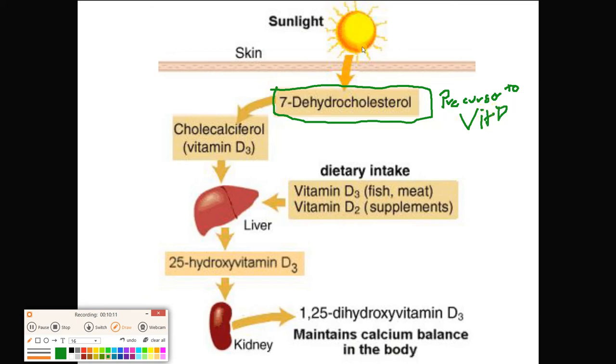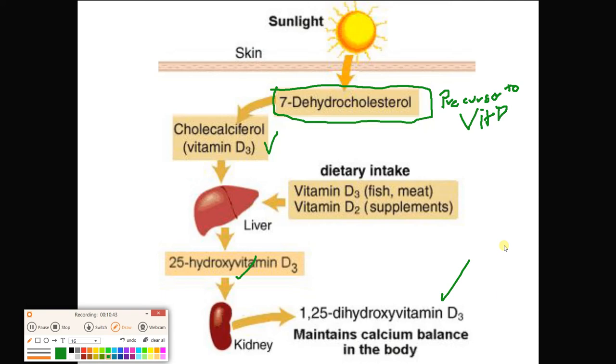And what happens is the UV radiation from sunlight hits that precursor and starts this reaction. It turns that precursor into something else, which then goes to the liver, gets turned into something else, then goes to the kidney, and finally gets turned into active vitamin D, which is going to be very, very important for maintaining your calcium balance and for many other things in your body.